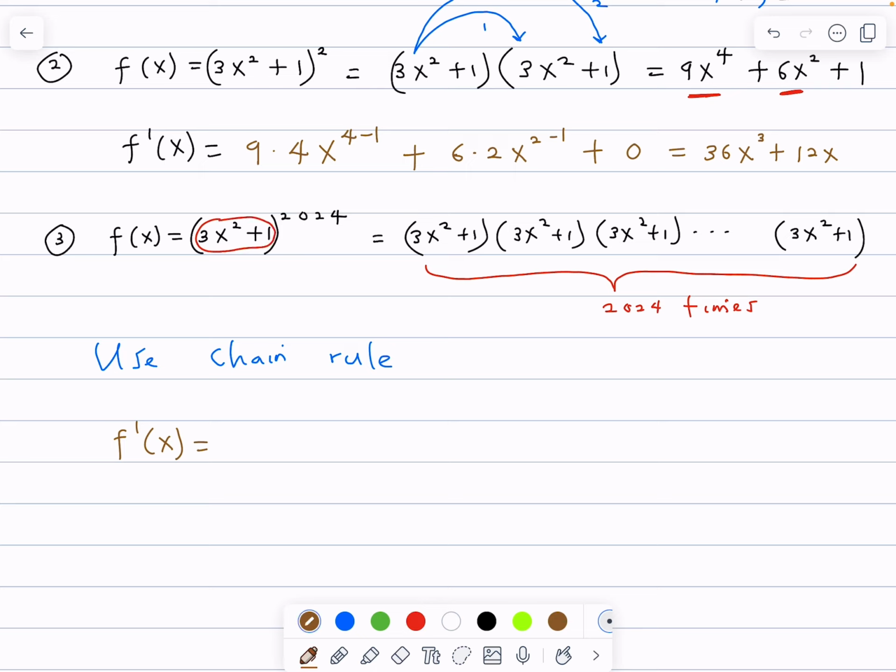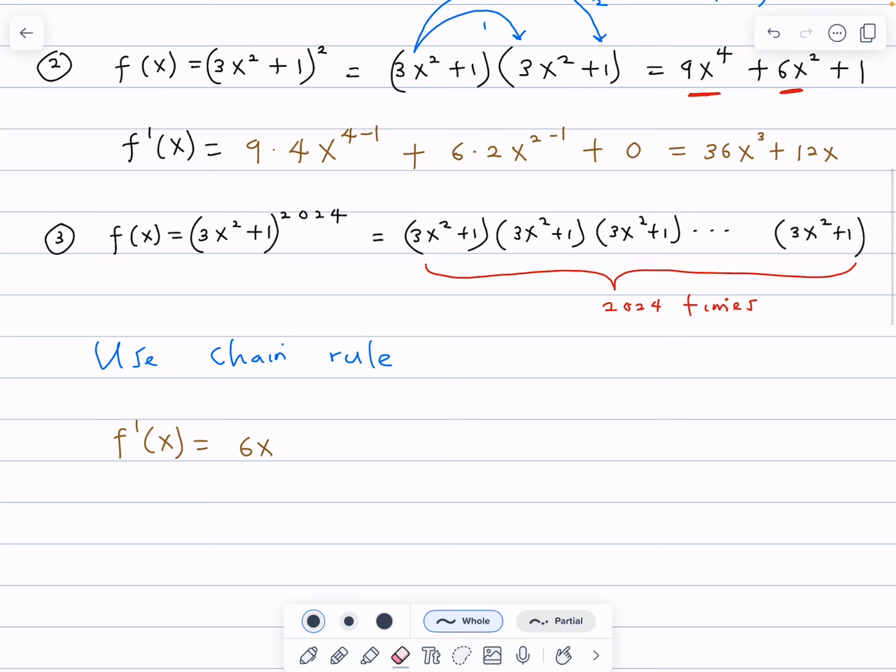If I take the derivative of that, I get 6x, because the derivative of 3x squared is 6x, and the derivative of 1, which is a constant, is 0. So the derivative of what is inside is 6x. Then I'm going to bring down the power, which is 2024. So I have times 2024. That's the second step: you bring down the power.